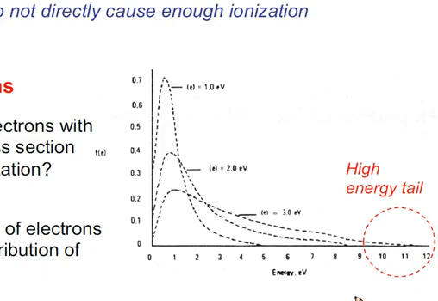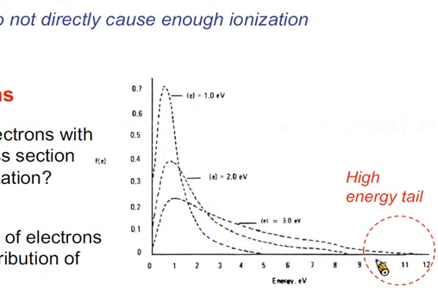Okay. For the 1 eV thermal electron, the electron energy distribution curve is this one. And if the average electron energy is 2 eV, the energy distribution of electrons follows the second curve. So you can see the 2 eV is here.